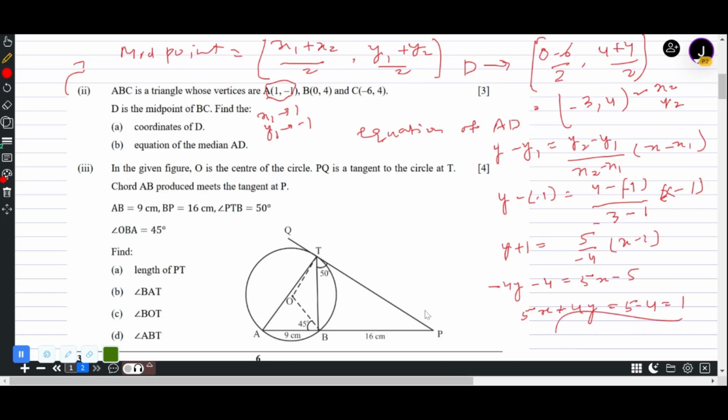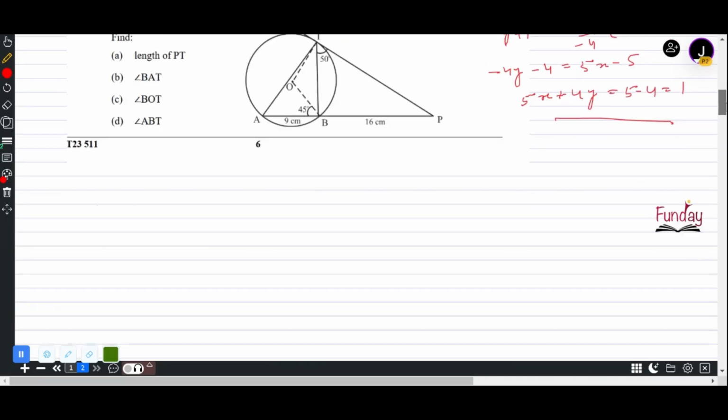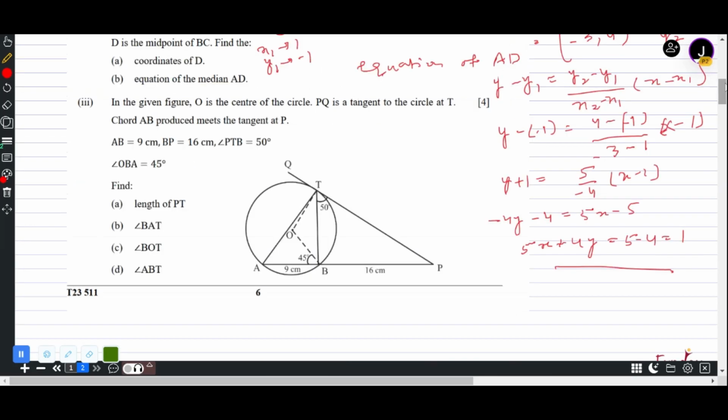Now next question. Next question is, in the given figure, O is the center of the circle, PQ is a tangent. So what is the property of a tangent? A tangent is always at 90 degrees from the center, or from the radius that is meeting the tangent. And a tangent meets the circle always at only one point, there is no second point, okay. So PQ is a tangent which is meeting the circle at T, so OT is the radius.